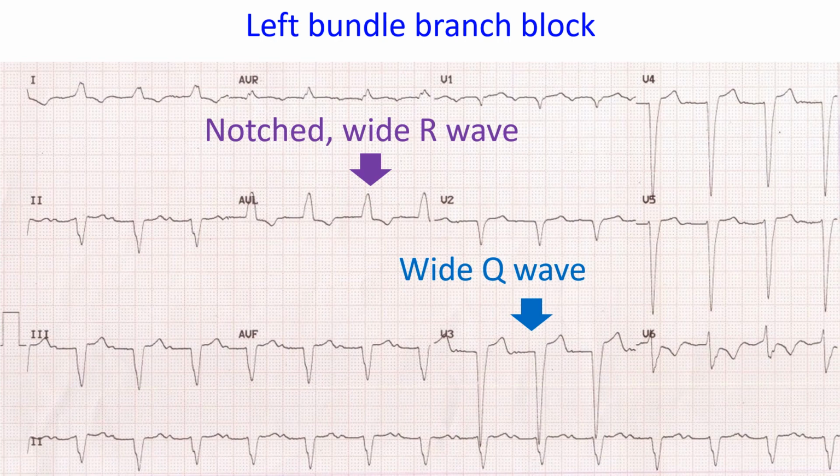Widening of QRS is due to delayed activation of left ventricle from the right ventricle by slow conduction through the heart muscle. Conduction velocity is much slower in heart muscle compared to the bundle branches, which are part of the specialized conduction system of the heart. The wide Q wave in left bundle branch block may be mistaken for the Q wave in old myocardial infarction.